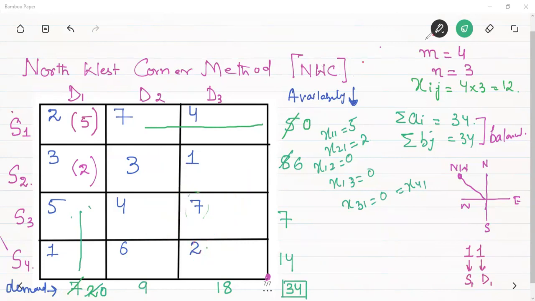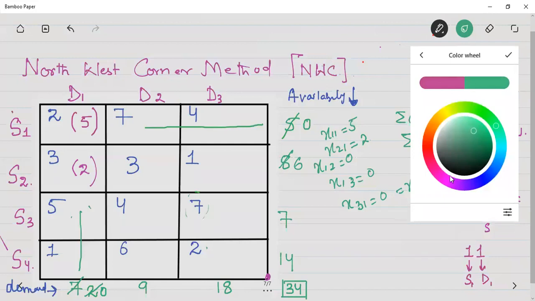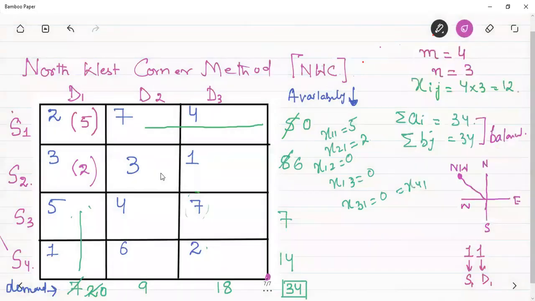Let's see how much allocation is possible in this cell. How many units can I allocate? Very good, it can be 6. This cell is source 2, destination 2. The capacity of source 2 is 6, the demand is 9, but whichever is the minimum will be fulfilled. Therefore I can allocate 6 units, at max 6 units.